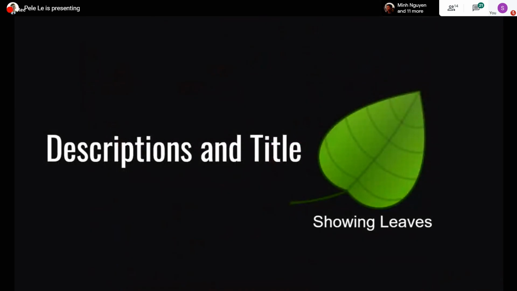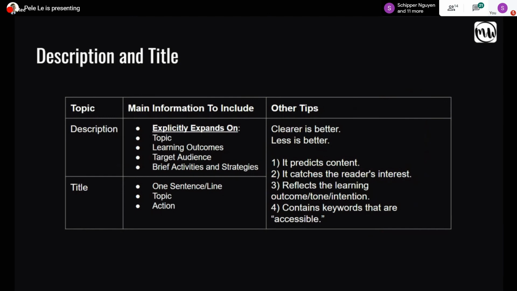This is the last phase, us showing our leaves. Before we get started on this phase, does anyone have any questions? Right, cool. So the last part is the description and the title.